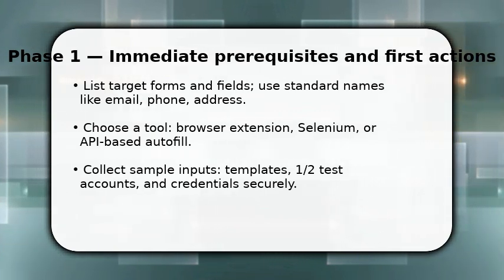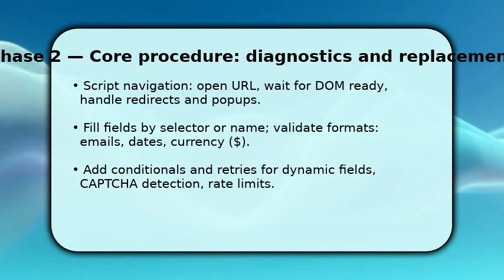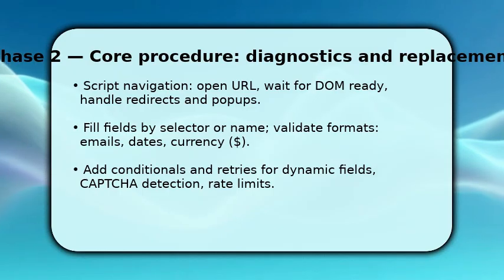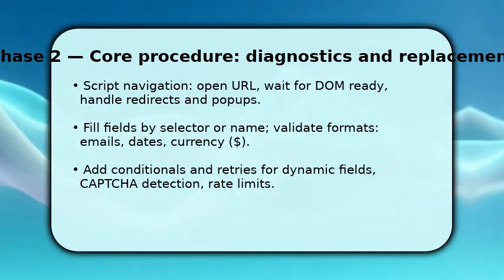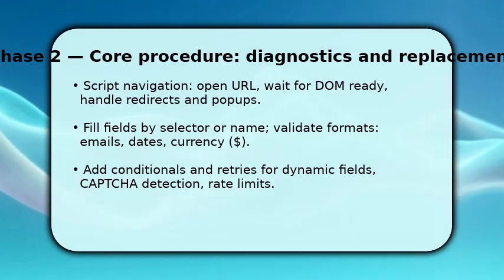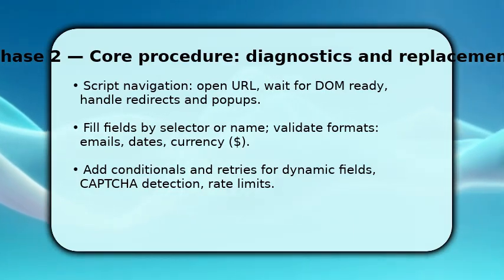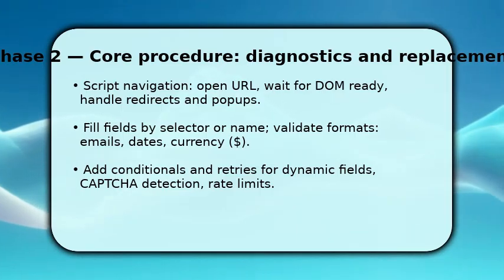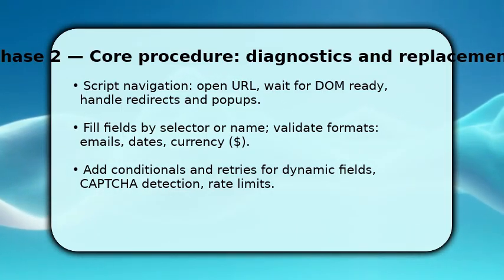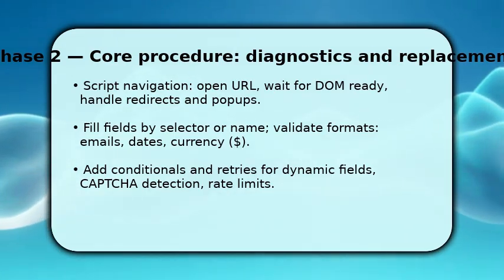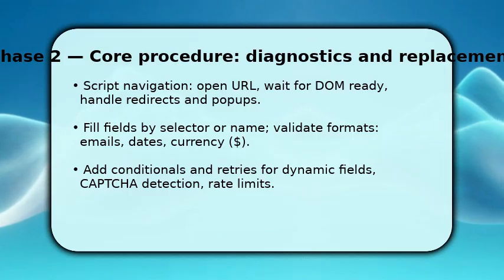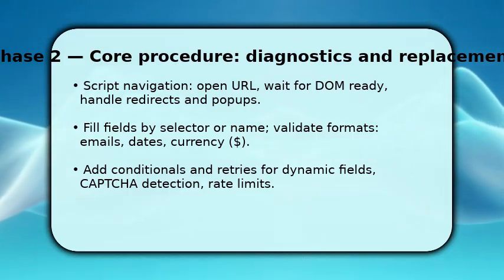You now implement the core automation. Start by scripting navigation. Open the form URL, wait for DOM readiness, and handle redirects or modal pop-ups. This prevents race conditions. Then fill fields by stable selectors or canonical names, and validate formats like email and date to avoid server rejections. Next, add conditionals and retry logic for dynamic or lazy-loaded inputs, plus pauses to respect rate limits. Remember to log each step so you can trace failures quickly.